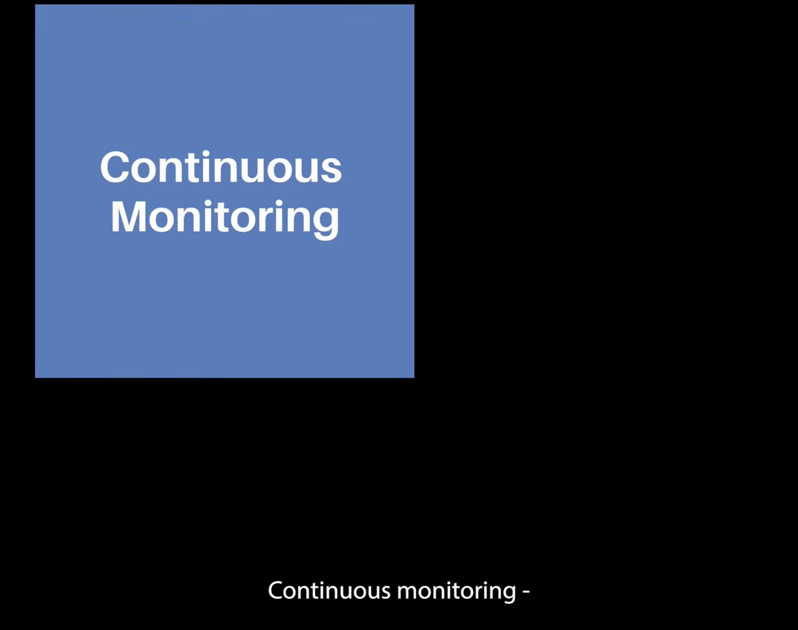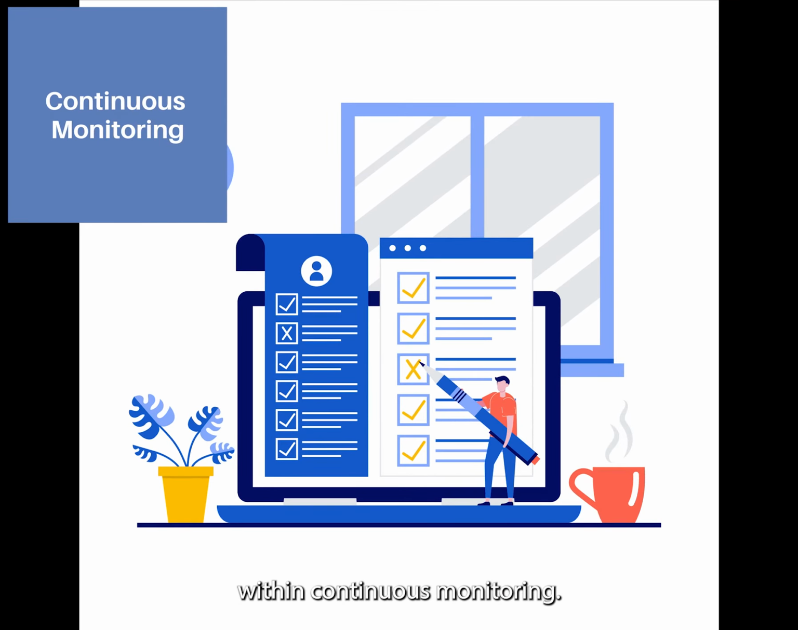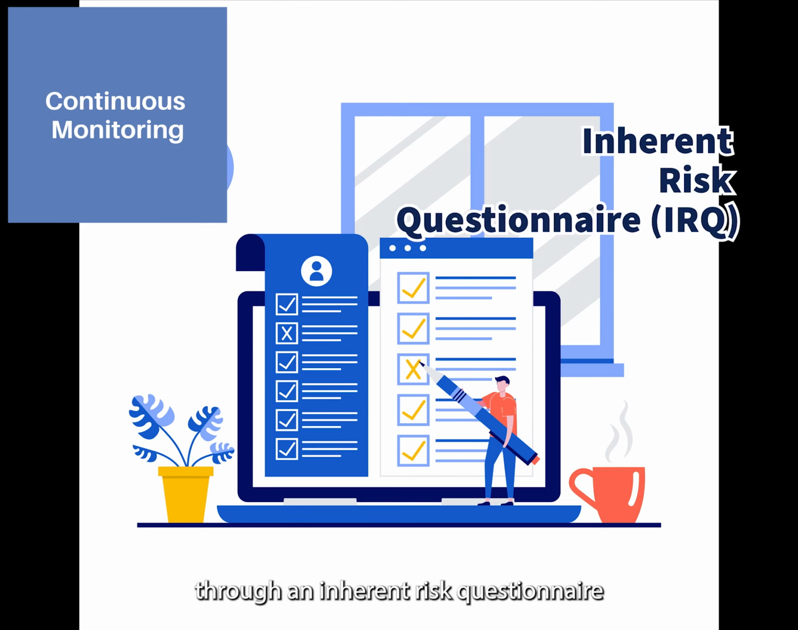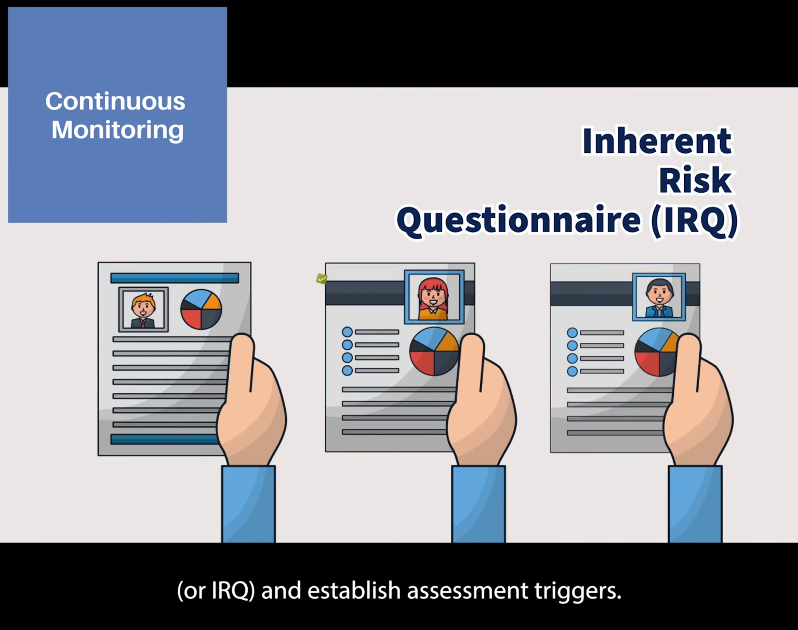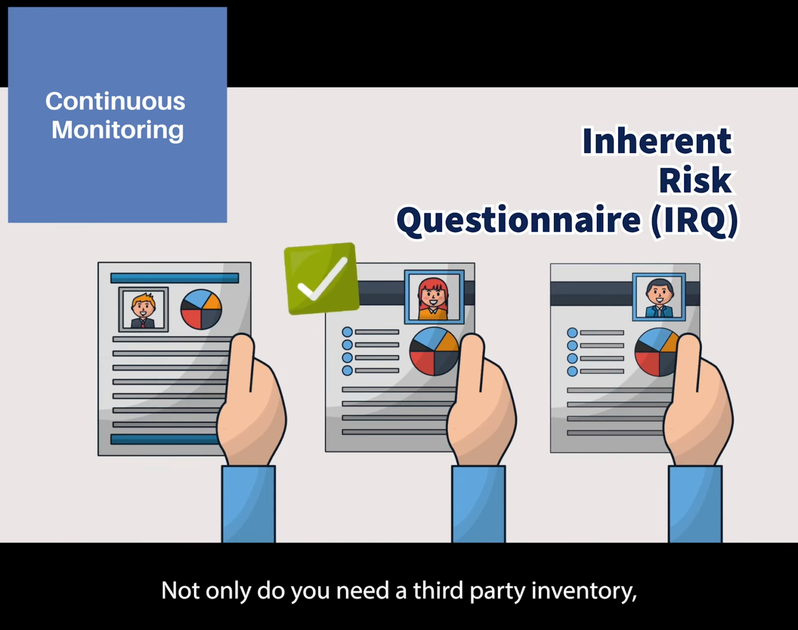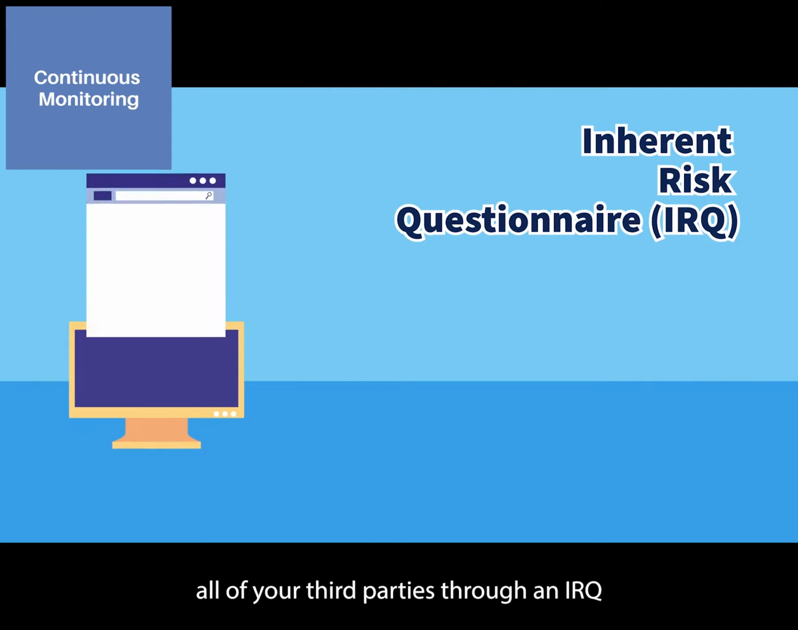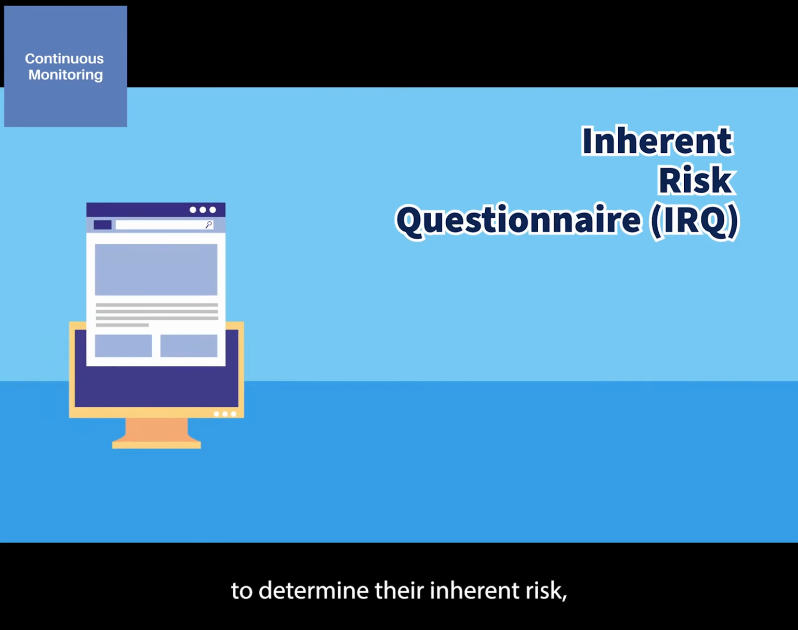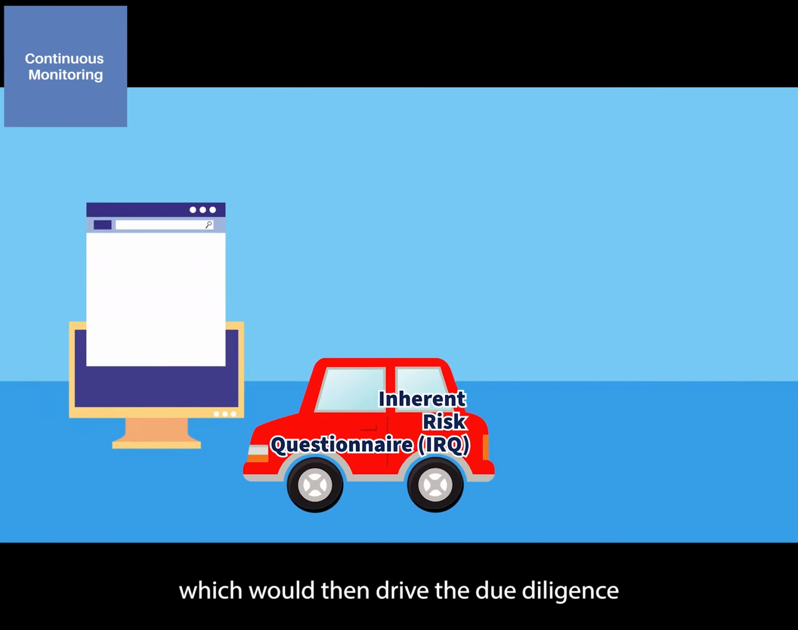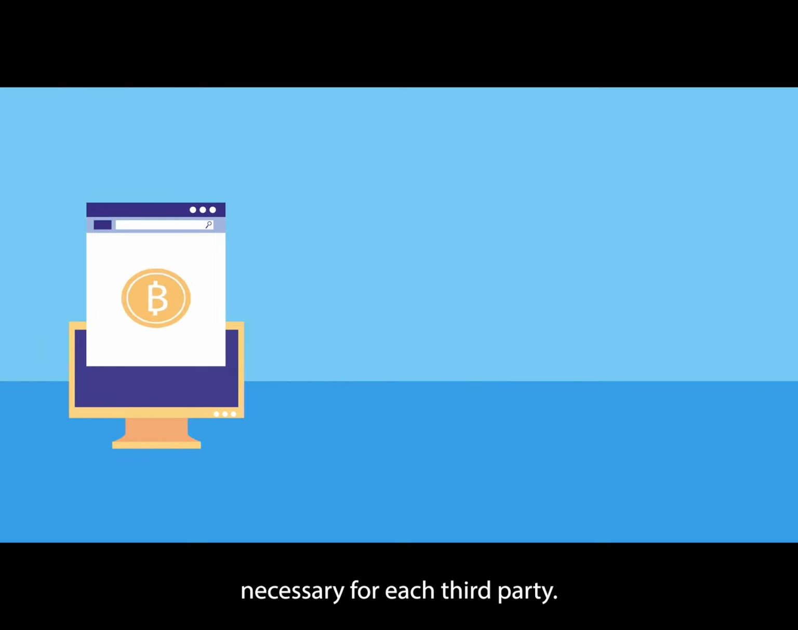Continuous monitoring. Within continuous monitoring, you want to run all third parties through an Inherent Risk Questionnaire, or IRQ, and establish assessment triggers. Not only do you need a third-party inventory, but you want to make sure that you've run all of your third parties through an IRQ to determine their inherent risk, which would then drive the due diligence necessary for each third party.